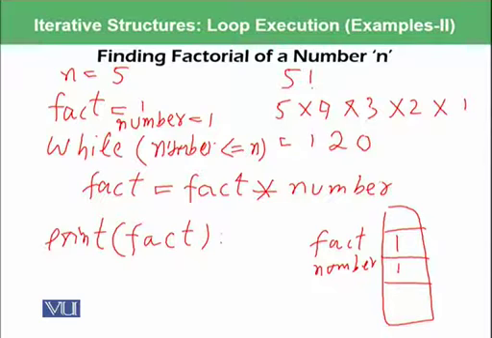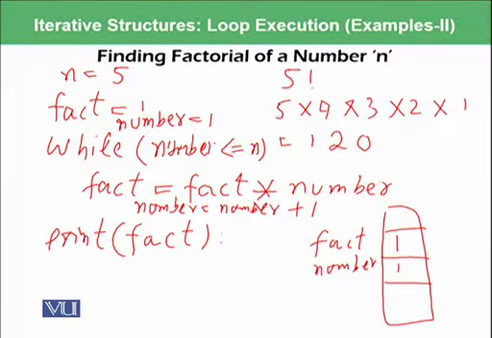And then we should move this number by one value. Number is assigned by number plus 1, which we learned in one of the previous modules, that we should move the variable towards the termination condition. So next time this number will be 2. Then 2 will be multiplied by 1 and the result will be stored in the fact. So at that time the fact will have the value of 2.